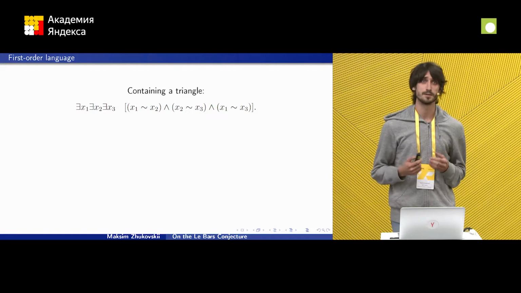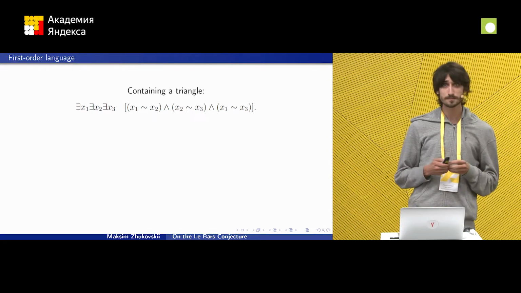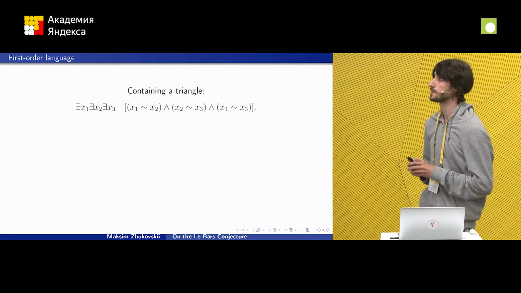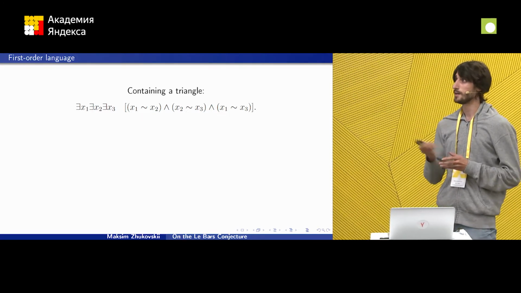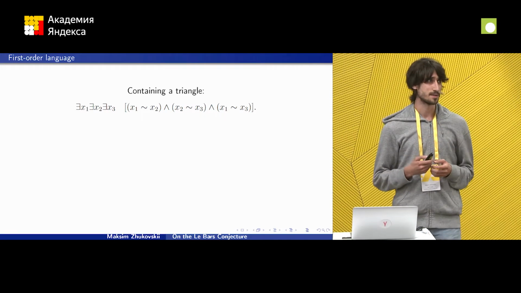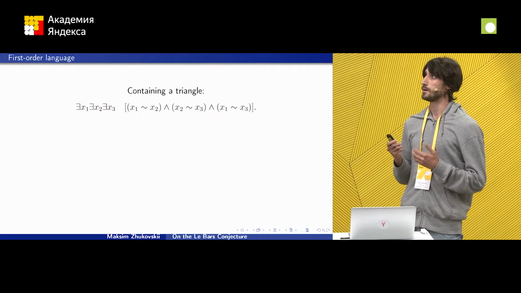and I'm going to speak about formal languages and how we can represent properties of graphs. So let me start from some simple examples. Let me consider the property of containing a triangle, and it can be expressed in this way, and such a way of expressing properties is called first-order language.